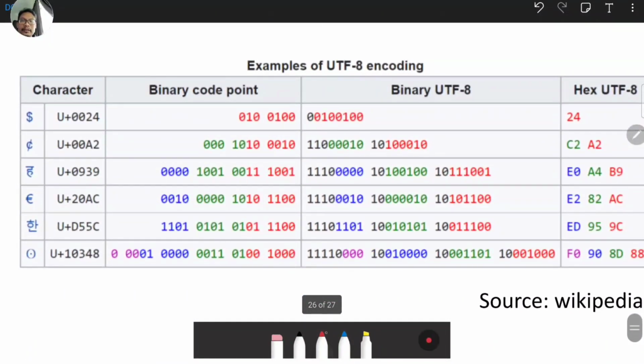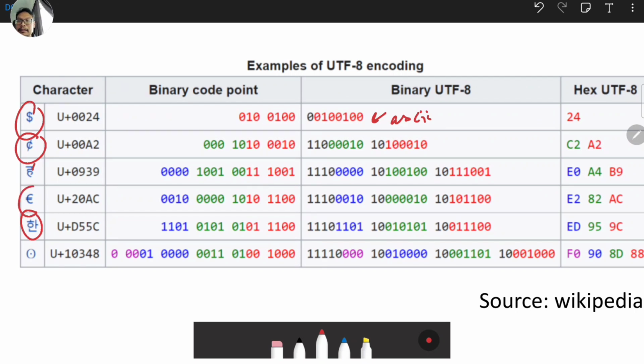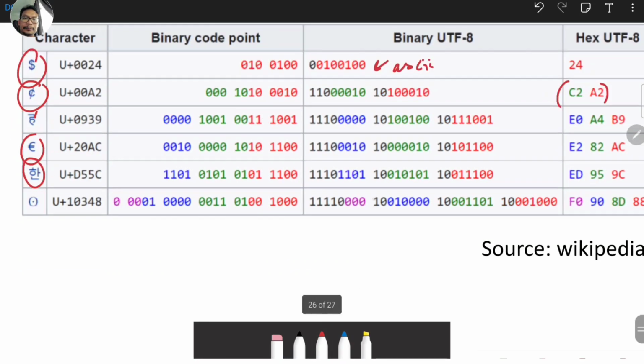Okay, let's see the example here. Examples of UTF encoding. For example, if we want a dollar sign, the dollar sign is represented by this, your ASCII. In ASCII it is 24 hex. If you want to represent this symbol, the C there, or some Korean symbols, or the Euro symbol, then we need to expand the number of bits. For example, the C with the slash there is actually C2A2, and that is the code for that particular symbol.